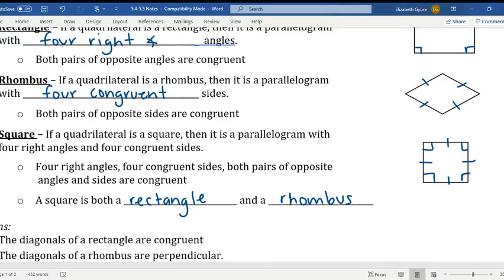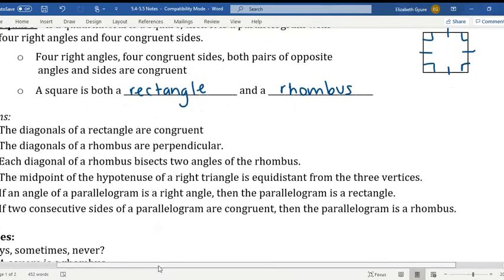So a square is going to have all the properties of a parallelogram, all the properties of a rectangle, and all the properties of a rhombus. It's like you took all of them, mixed it up in a blender. It's going to have everything. So yeah, square is going to have 4 right angles, 4 congruent sides. Both pairs of opposite angles and sides are congruent. Squares are kind of nice because everything ends up being equivalent for the most part. Questions about those shapes?